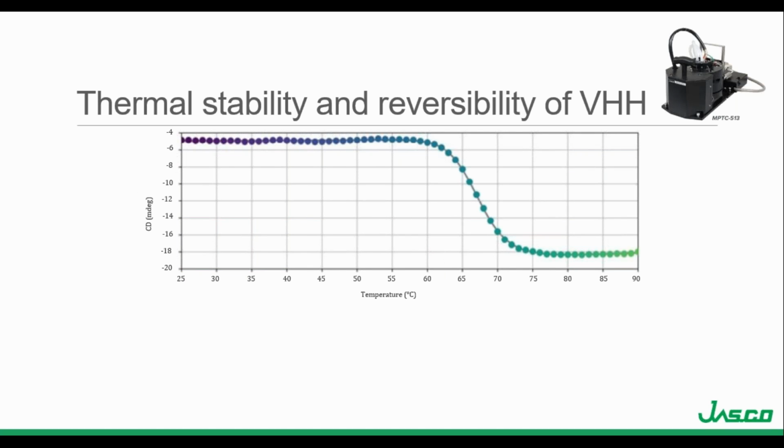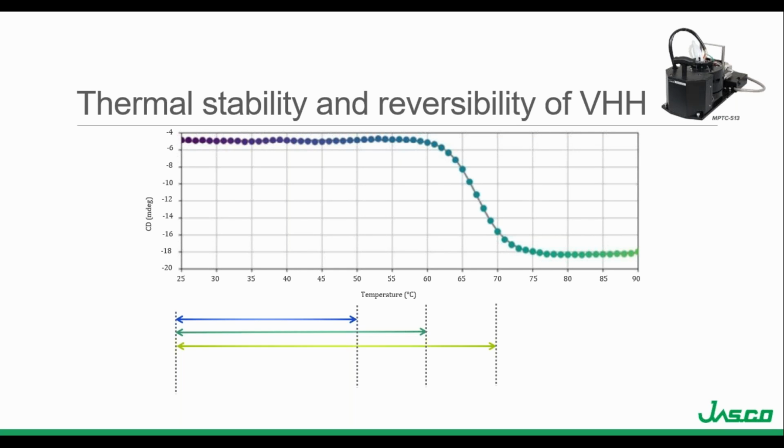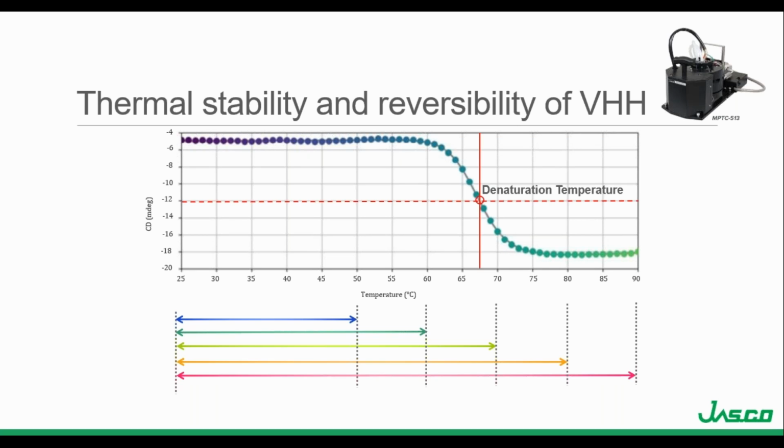First, thermal melts were acquired by monitoring VHH's CD signal at 217 nanometers using our multi-position Peltier cell holder. To determine the reversibility of the melt, the temperature was repeatedly raised and lowered from 25 to 50 degrees Celsius, and the CD was checked at 25 degrees for any changes to the signal. The same measurement was carried out for 25 to 60 degrees, 25 to 70 degrees, 25 to 80 degrees, and 25 to 90 degrees, and the denaturation temperature was determined to be 67.5.